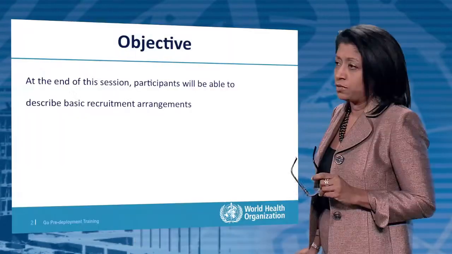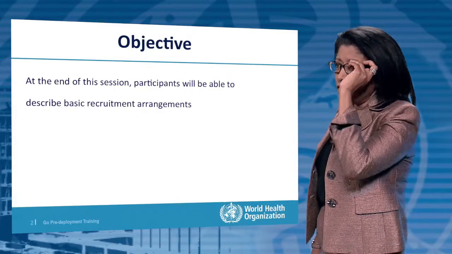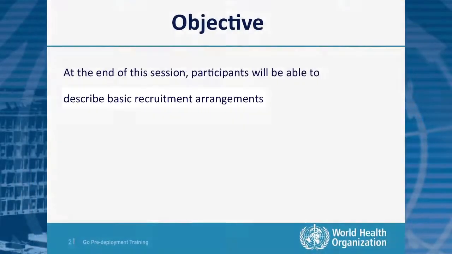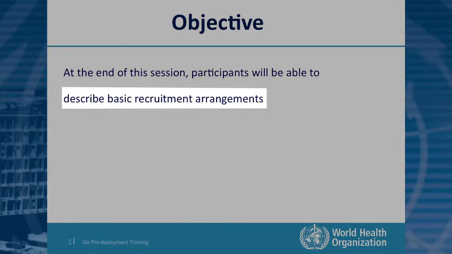This is module 5.1.1 of the GO training, Recruitment Arrangements for Ebola Response to West Africa. By the end of this training, you should be able to describe basic recruitment arrangements. This module will be supplemented by additional reading, which you will need to follow.